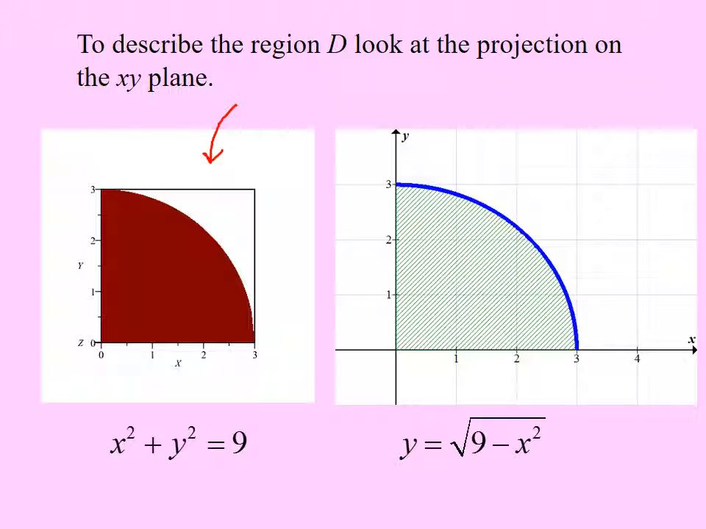And so here I've drawn another graph of this. You can see that this region, x squared plus y squared equals 9, is a quarter of a circle with a radius of 3. Well, if you take the x squared plus y squared equals 9 and solve that, you get y equals the square root of 9 minus x squared. So we could describe that in terms of x's and y's.